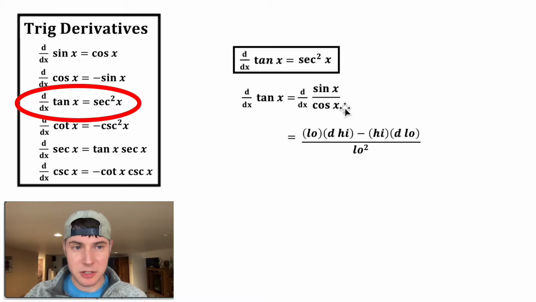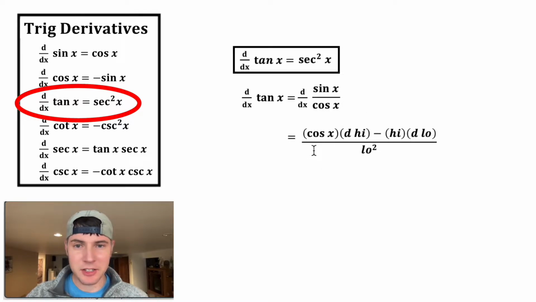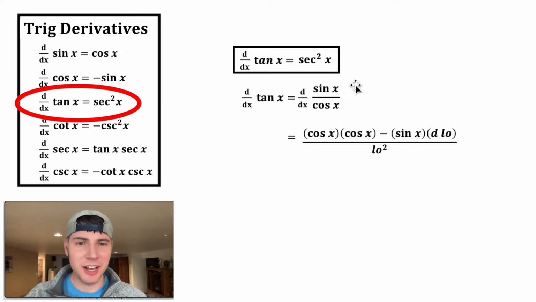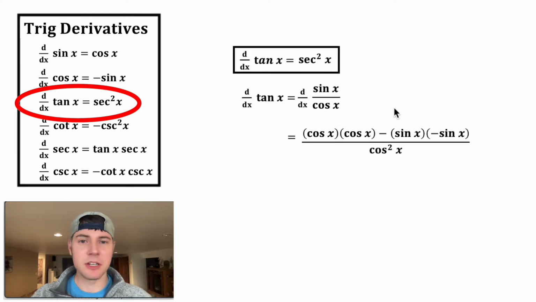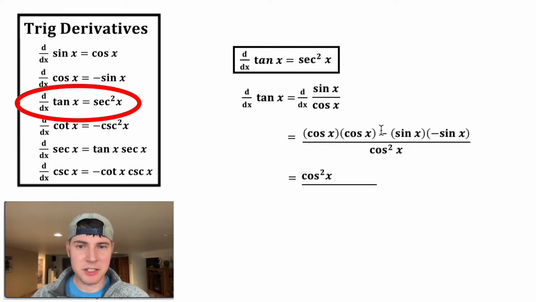The low is going to be this lower function, which is cosine x. D high is the derivative of the top function, and derivative of sine is cosine. The high is going to be the upper function, which is sine, and then the derivative of low is going to be the derivative of cosine, which is negative sine. And low squared is going to be cosine squared. Cosine x times cosine x is cosine squared x. This negative times this minus gives us a plus, and sine x times sine x is sine squared x. And this is all still over cosine squared x.